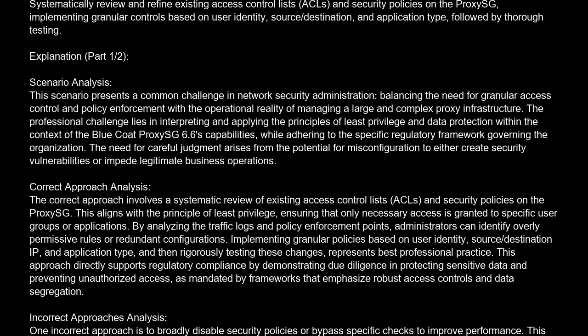The correct answer is C. Systematically review and refine existing access control lists (ACL) and security policies on the ProxySG, implementing granular controls based on user identity, source/destination, and application type, followed by thorough testing.